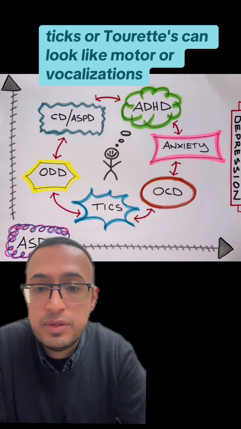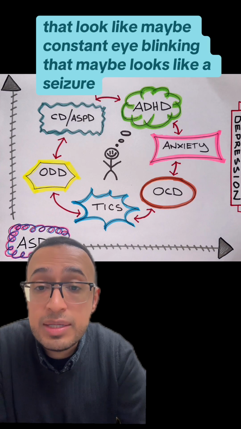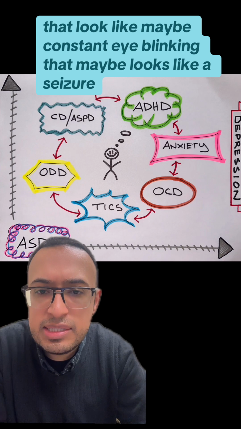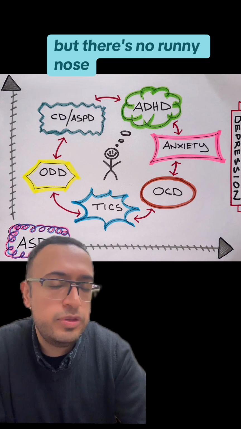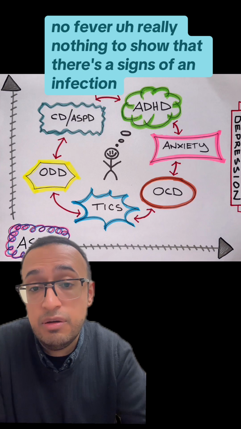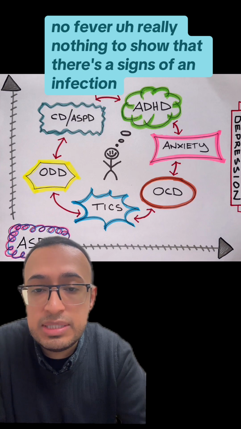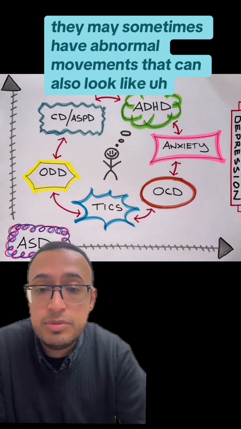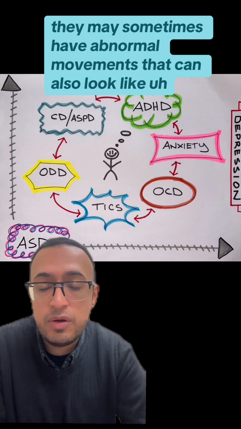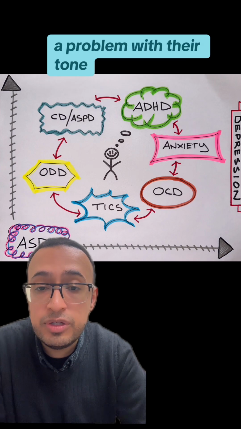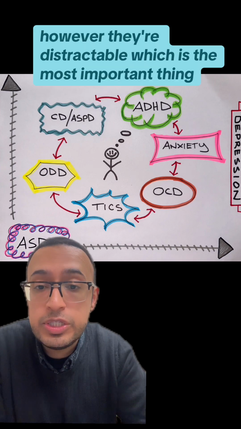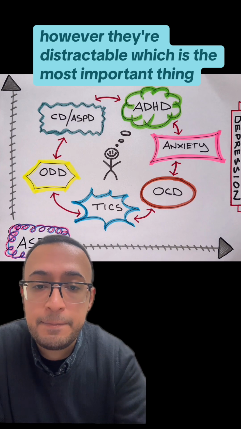Tics or Tourette's can look like motor movements or vocalizations, like constant eye blinking that maybe looks like a seizure, or they may have coughing, but there's no runny nose, no fever, really nothing to show that there are signs of an infection. They may sometimes have abnormal movements that can also look like a problem with their tone. However, they're distractible, which is the most important thing.